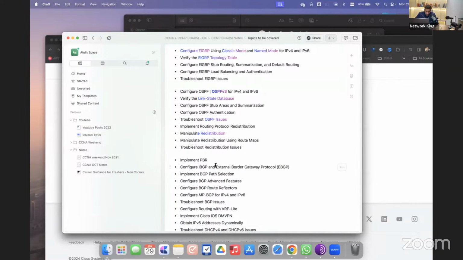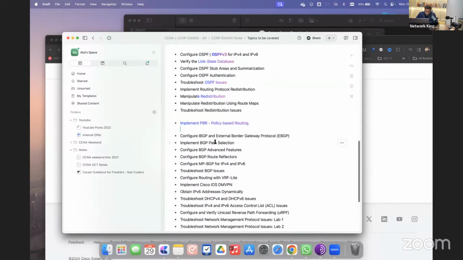Then we have a topic called PBR, policy based routing. Suppose you want to forward your website traffic from Airtel, but you want to forward your email traffic from ISP2. Are you getting my point? Website traffic you want to forward from ISP1, email traffic from ISP2. That we can achieve with PBR, policy based routing. It's a good topic.